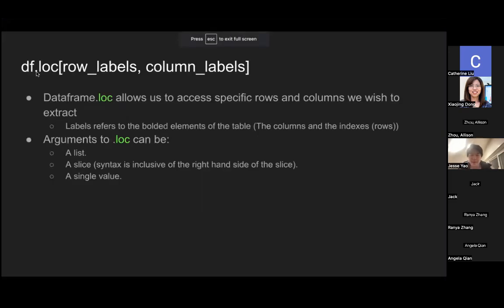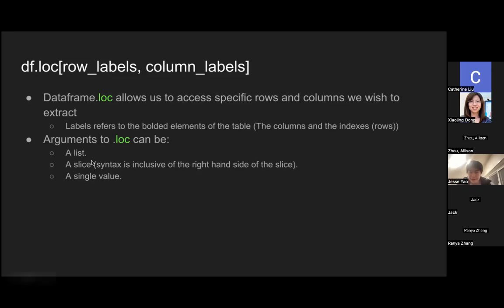The first one is dataframe.loc, which takes in row labels and column labels. I will go into specific details after this general slide. It allows us to access specific rows and columns we wish to extract, and it's by labels. You'll see what I mean by that very soon. These row labels and columns could be a list, a slice, or a singular value.